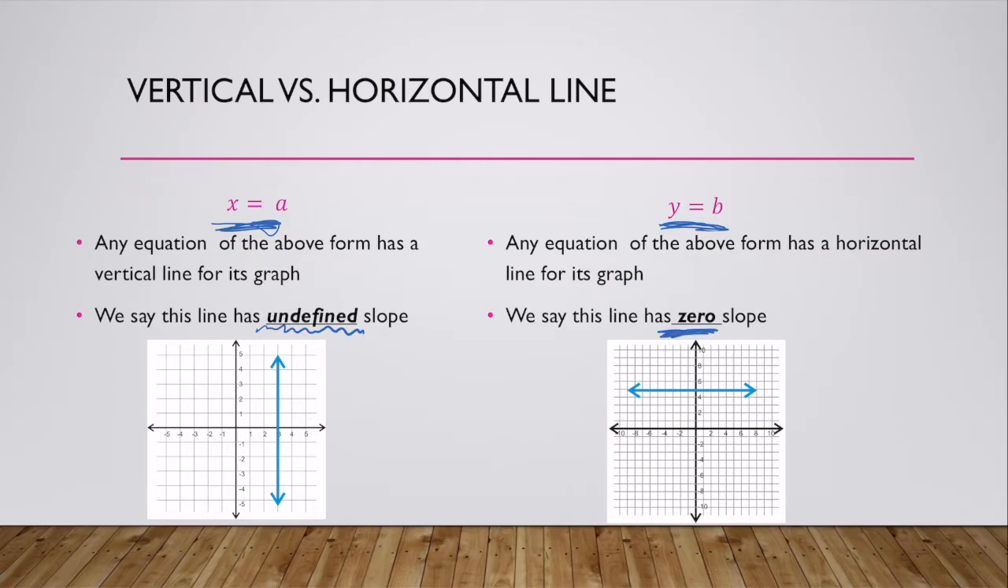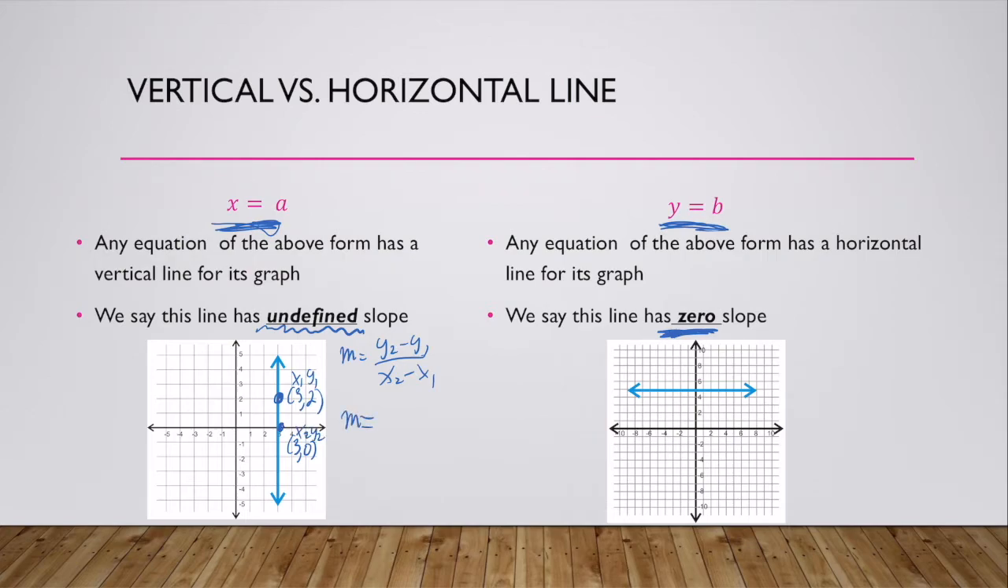So why don't I go over why we say x equals a has undefined slope and y equals b has zero slope mathematically. Remember, my slope is my change in y over my change in x. So let's pick 2 points on this line. I have when x is 3, y is 2, and when x is 3, y is 0. So here's my x1, y1, x2, y2. Am I all on the same page so far?